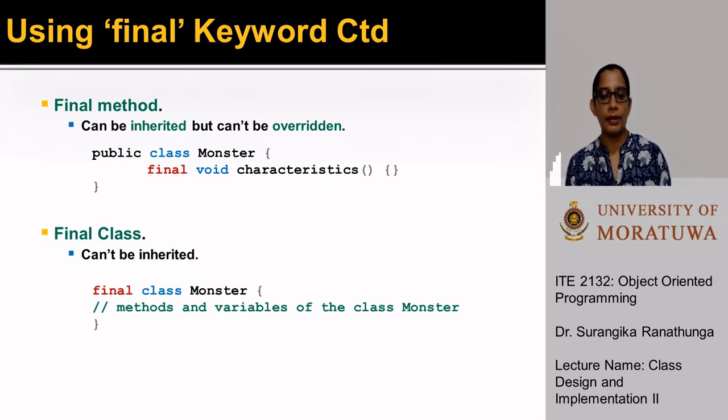extend that final class. So what if there's a class with abstract and final both keywords? Actually, it is not meaningful, right? You can't extend that class. You can't create an object from that class. Then what's the point of having such a class? So normally a class can be just a normal class, or it can be a final class, or it can be an abstract class.